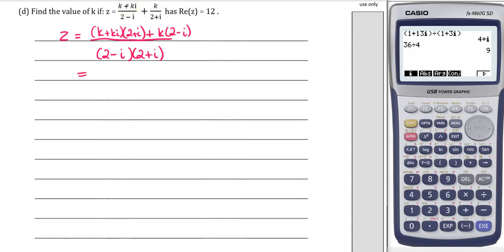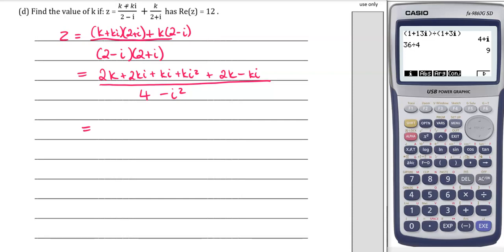Then we're going to work through what that means. So on the top, let's expand that bracket. And then the same on the bottom. If we multiply out that, we get 4 minus i squared. Okay, now simplifying.